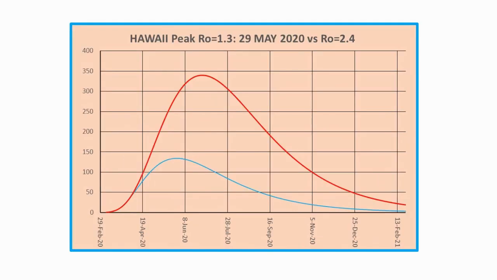Okay, again, we have a big difference between the mitigated curve at 1.3 versus our other curve at 2.4. So again, this is great. Can we get it lower?